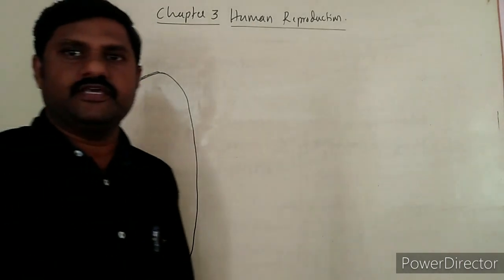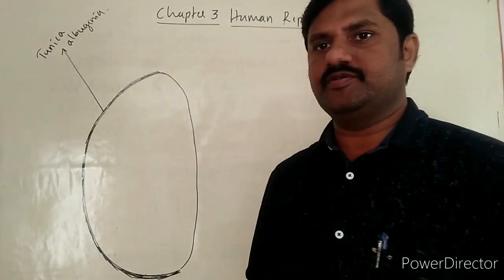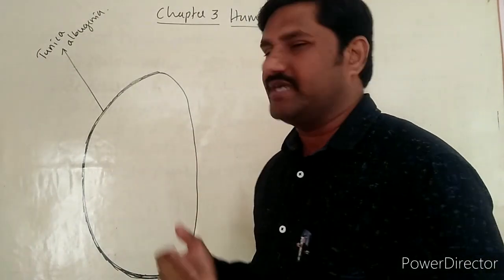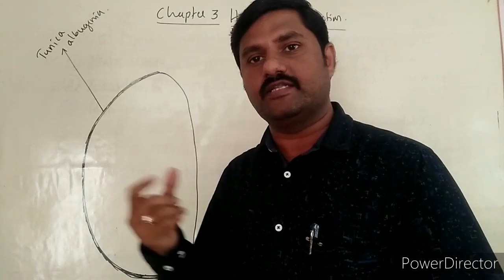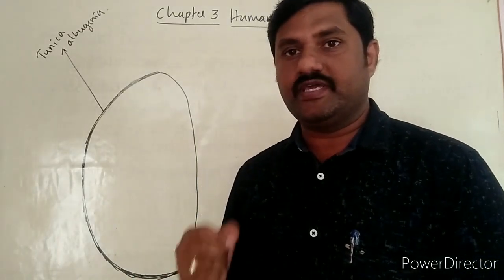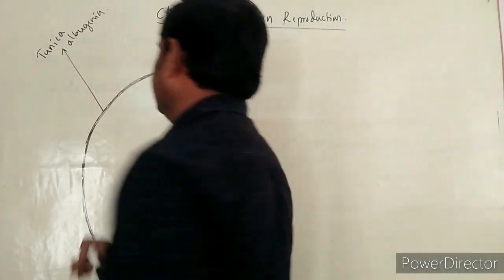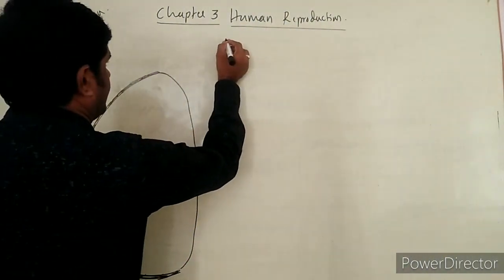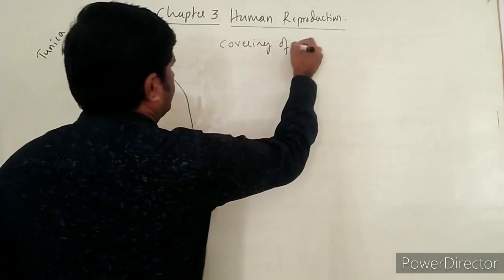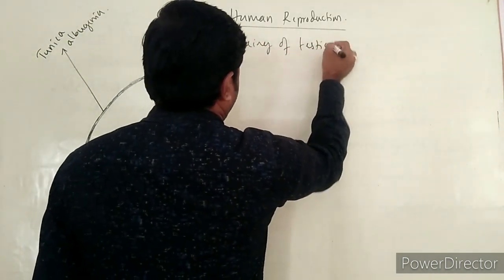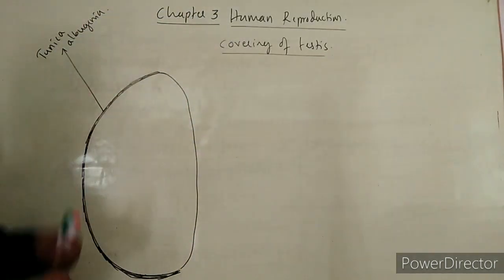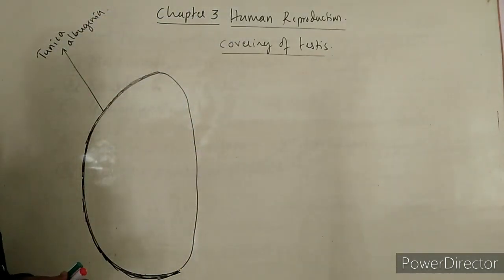Tunica Albuginea is the innermost, or sometimes we can say it is the middle one, because another lining is made by Tunica vaginalis. Tunicae means coverings, so we are going to start with the coverings of the testes. And this is what we call Tunica Albuginea.